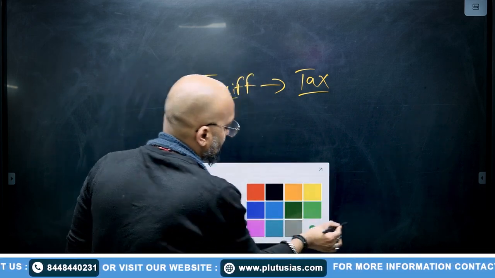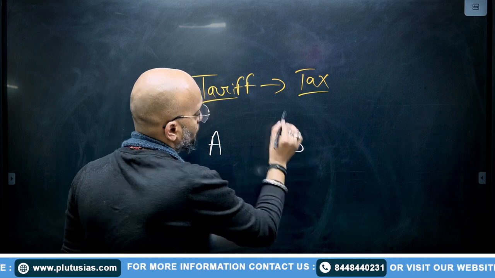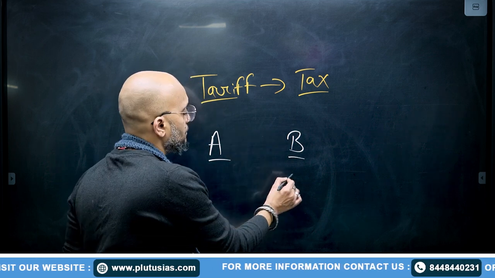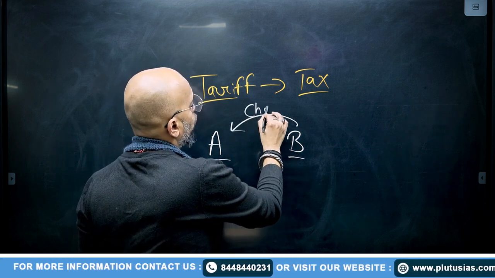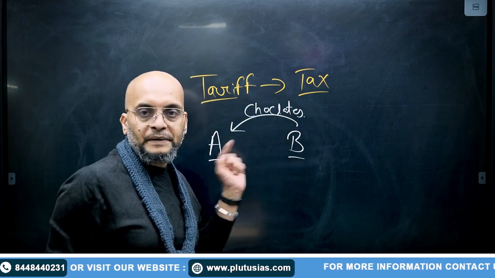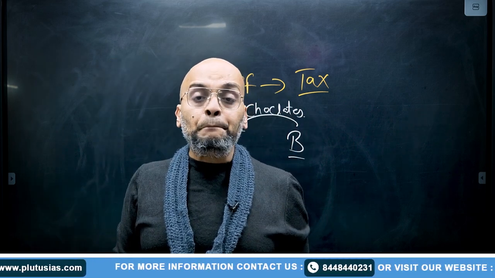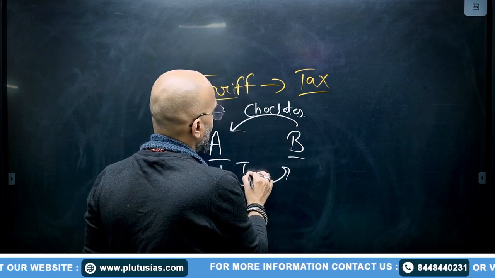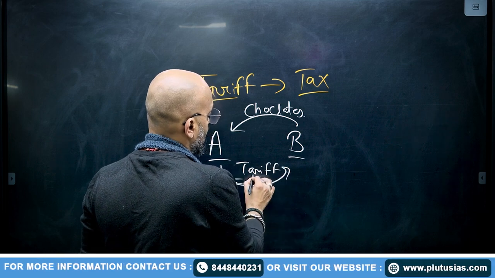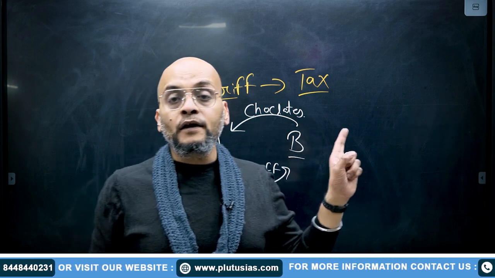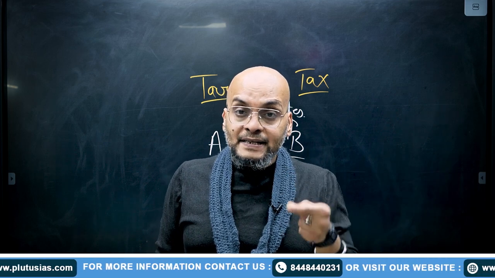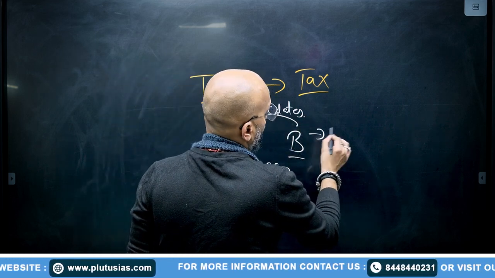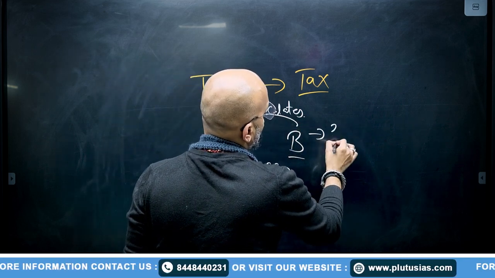Let us say that there are two countries A and B, and country A is importing chocolates from country B. Now let's say country A imposes a tariff of 20% on country B. So country A has applied the tariff, and I told you tariff is nothing, it is a tax, of 20% on the chocolates that country A is importing from country B. So let's say the cost of this chocolate, in terms of rupees, is 100.